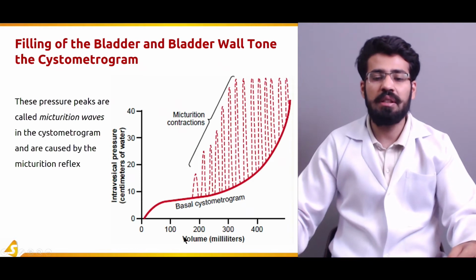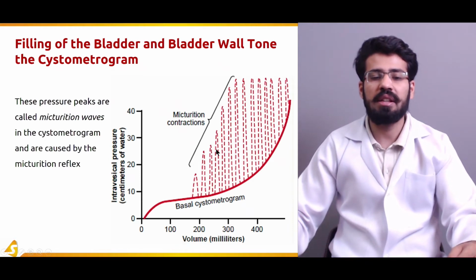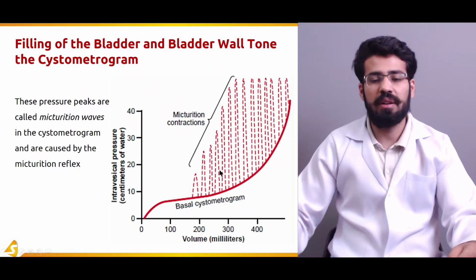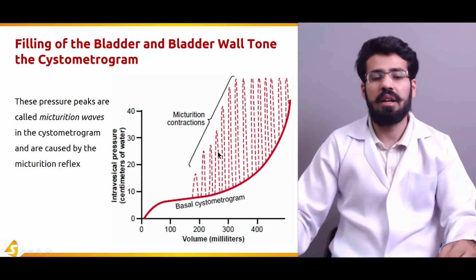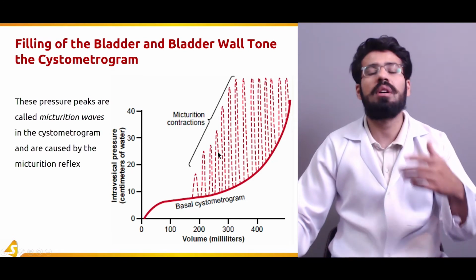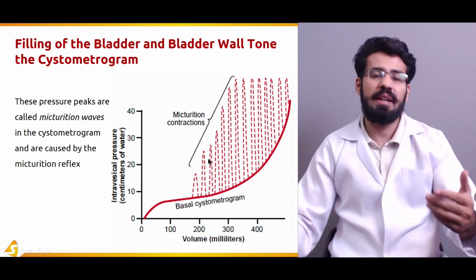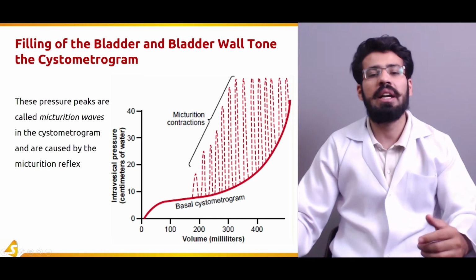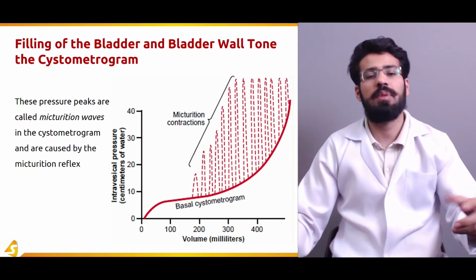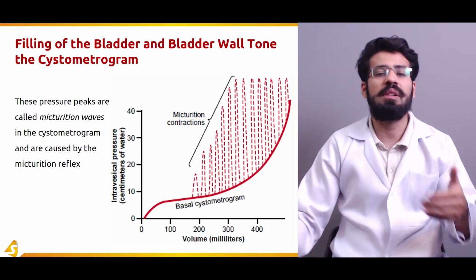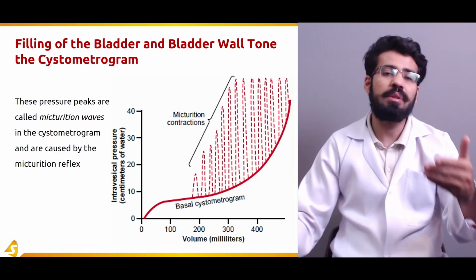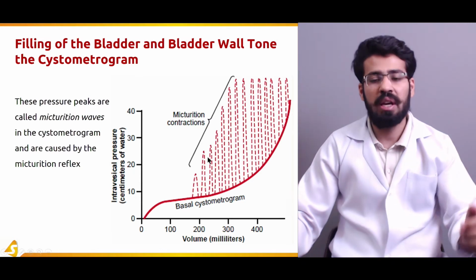Now, these peaks, these dotted lines, are basically the micturition waves that you can see in the cystometrogram. And these are caused by the micturition reflex, because it's a self-generating reflex. When it starts, it keeps on moving until the bladder has been emptied. So with the passage of time, it will progressively keep sending signals that the bladder has been filled and there is a need to remove.